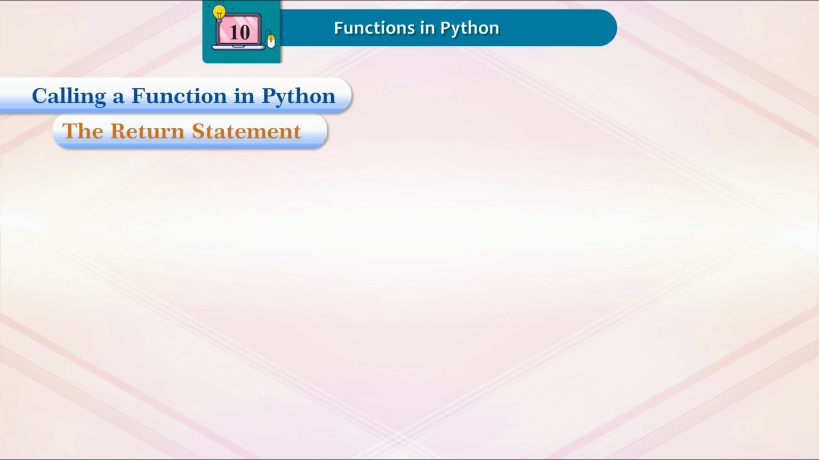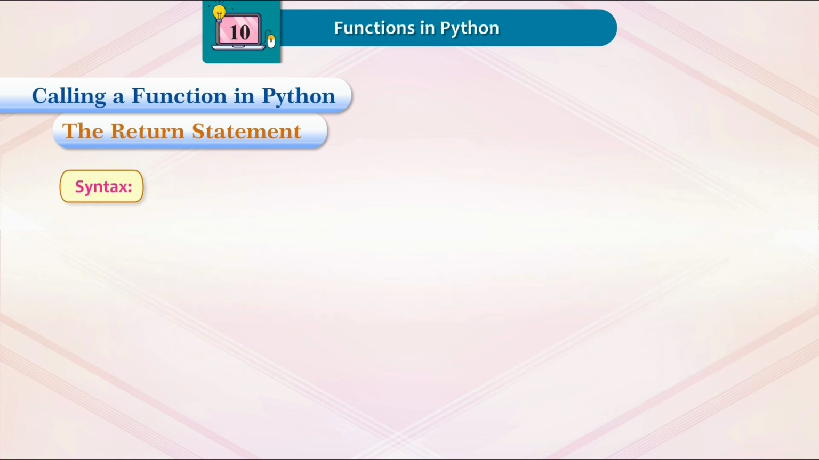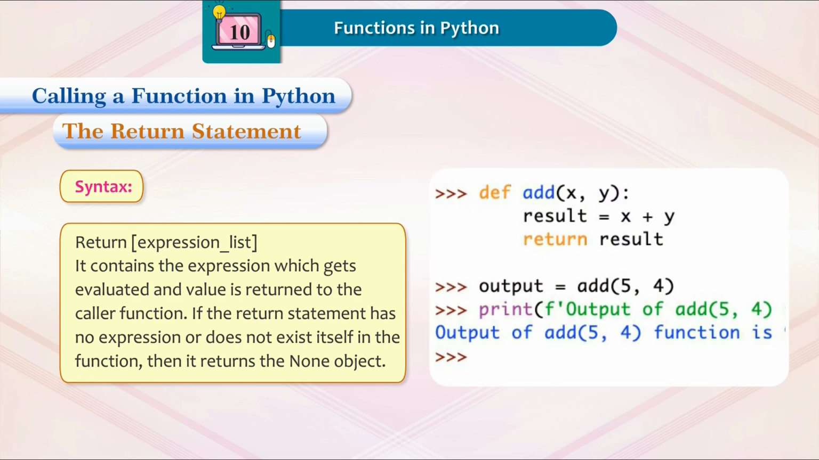The return statement. The return statement is used at the end of the function that returns the result of the function. It terminates the function execution and transfers the result at the location where the function is called. The return statement cannot be used outside of the function. Syntax: return expression_list. It contains the expression which gets evaluated and value is returned to the caller function. If the return statement has no expression or does not exist itself in the function, then it returns the None object.